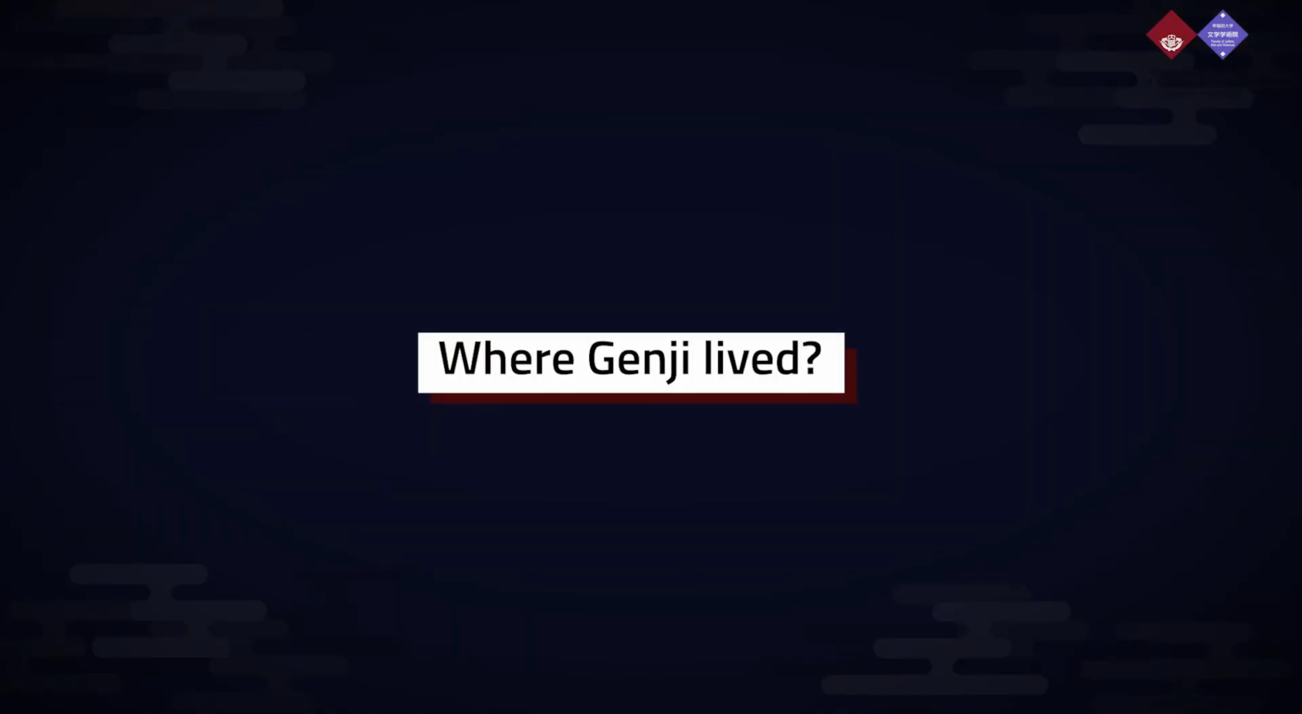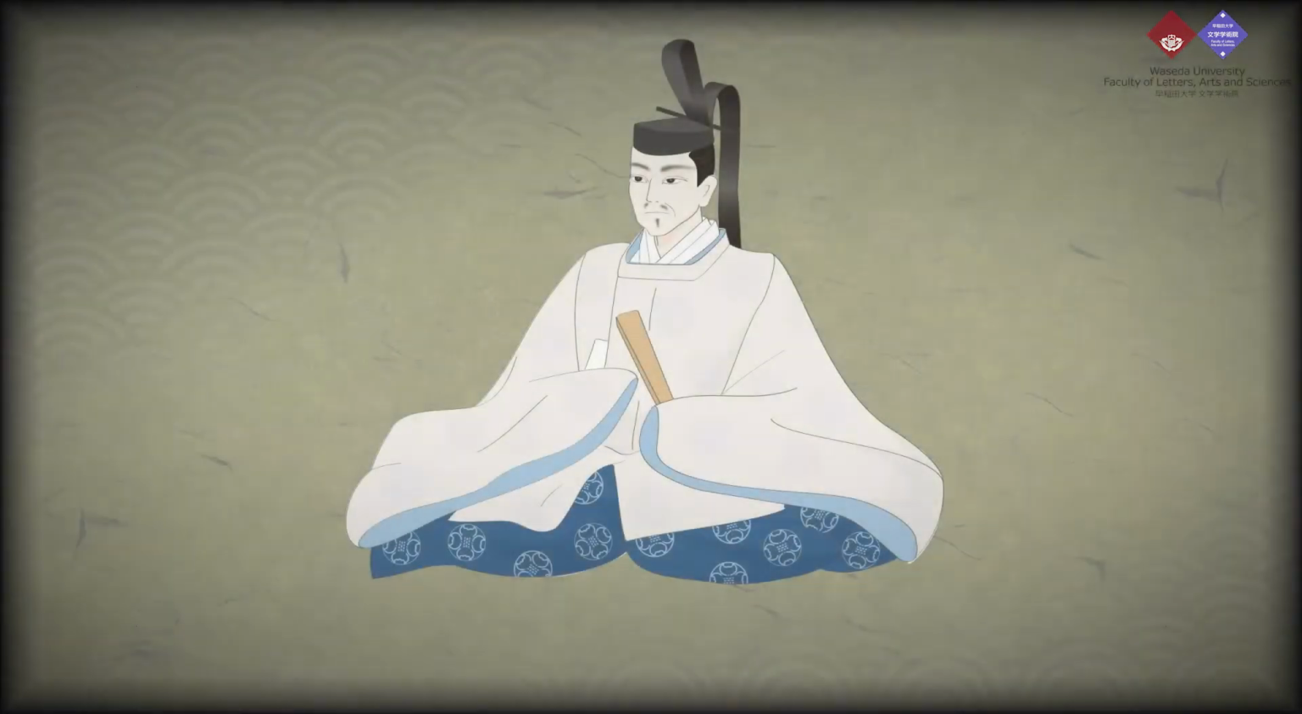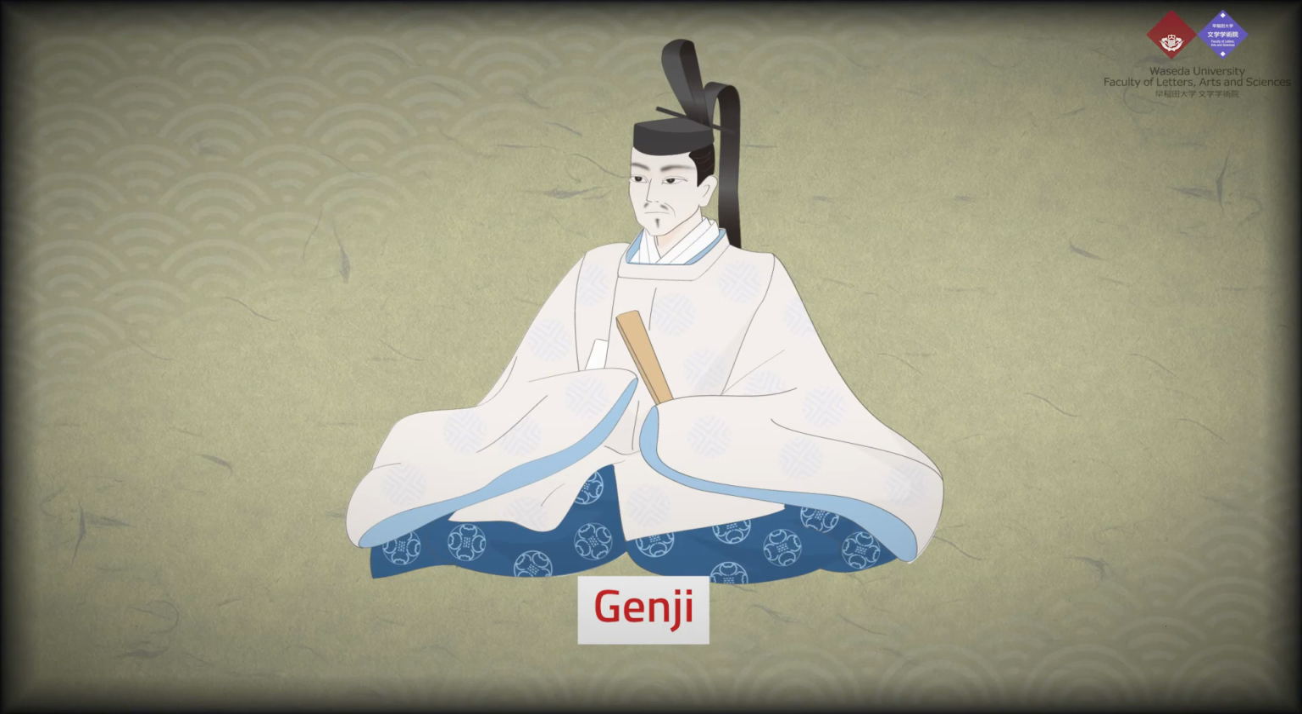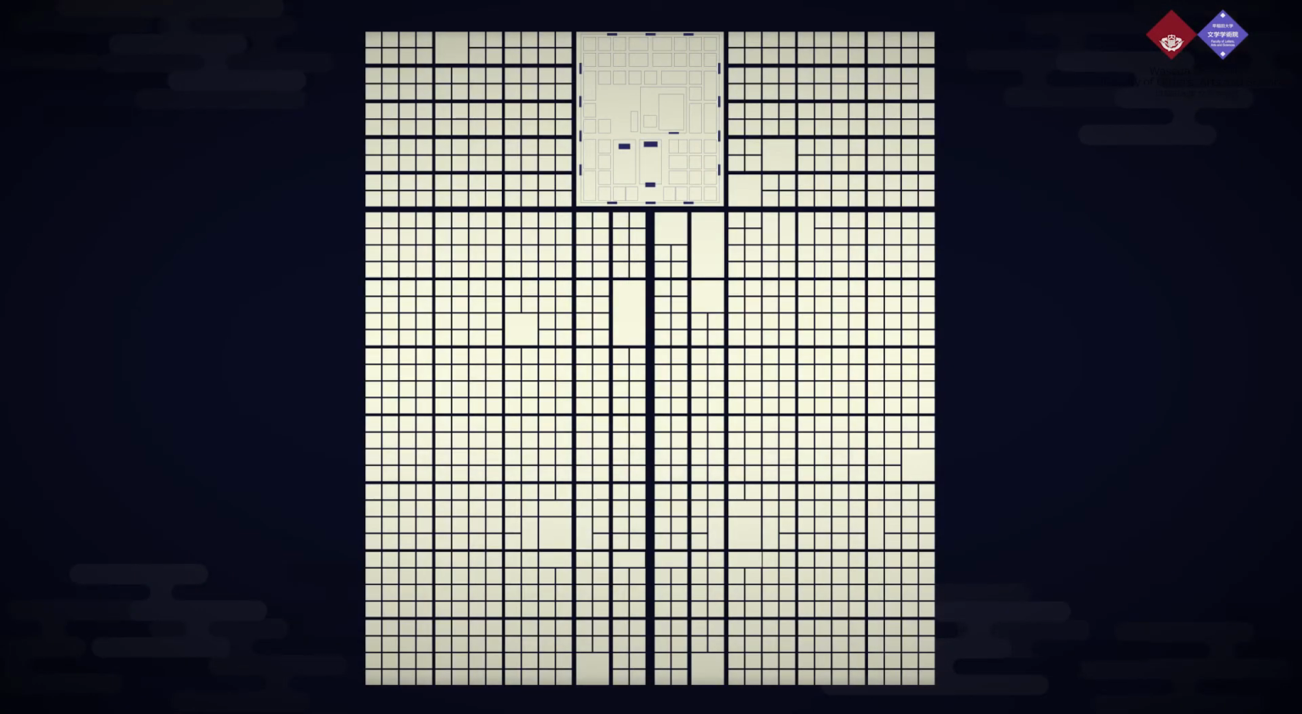What about where Genji lived? When he was young, he lived in the estate at Nijo. There are multiple theories as to where exactly this might have been located, but the most convincing theory suggests it was at this location, along Nijo. This was property he inherited from his mother, the Kiritsubo intimate.